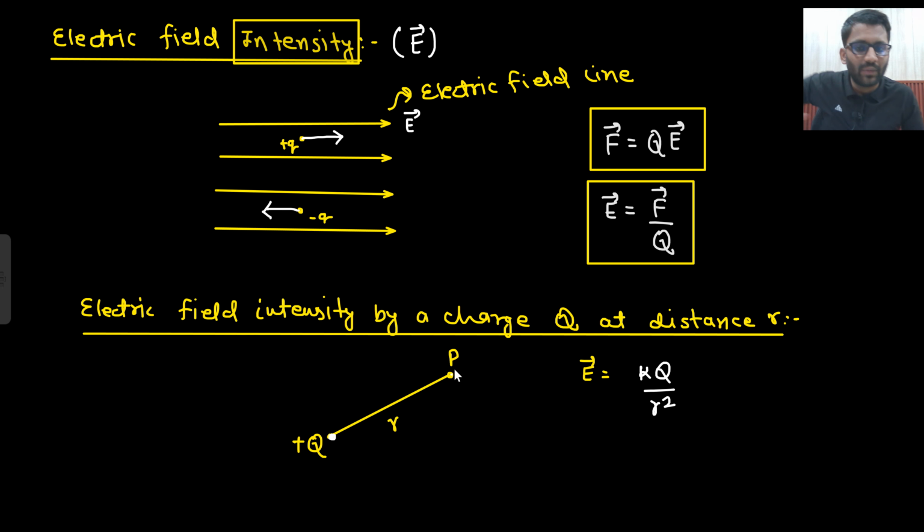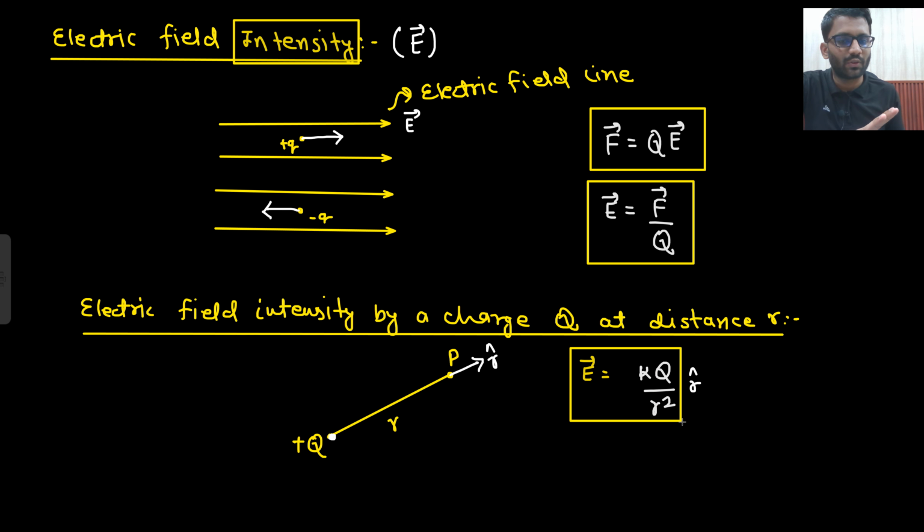And the direction will be along the line joining this point and this point. So this will be the direction, this R cap. Okay. What will be the direction? Direction will be along the line joining plus Q and the point P. So this will be the formula of electric field. Even if you don't remember it, that is also fine.